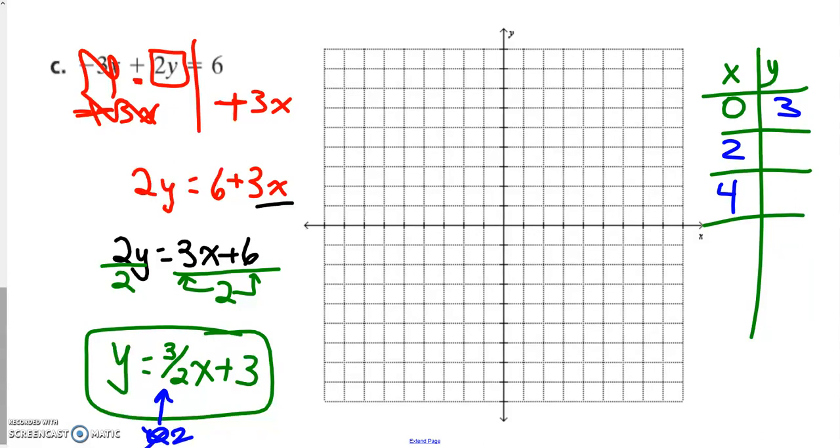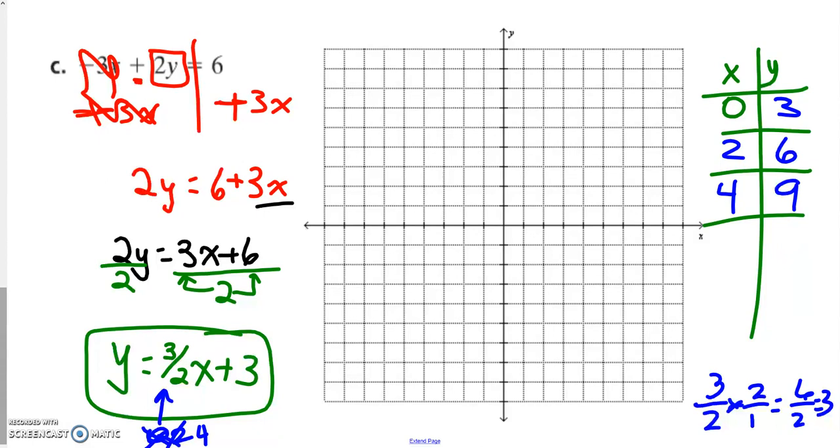3 halves of 2, 3 over 2 times 2. If you got to do a side problem, 3 over 2 times 2 over 1. That's 6 over 2, which is 3. 3 plus 3 gives us a 6. If I substitute a 4, 3 over 2 times 4 is 6 plus 3 gives us a 9.